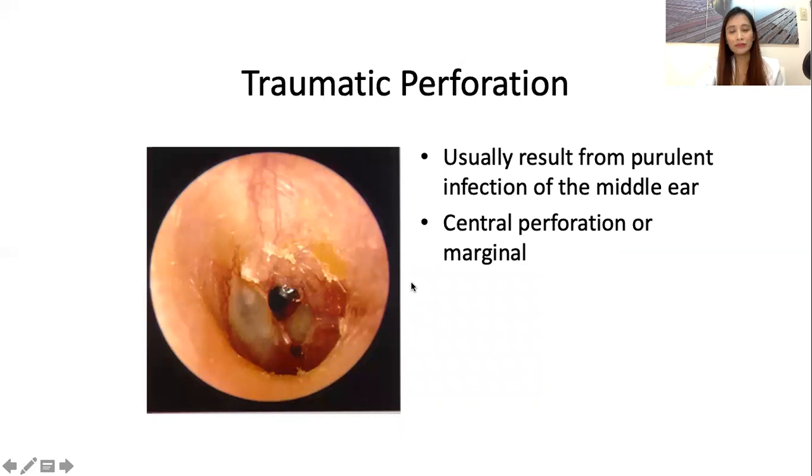Next, this one is traumatic perforation. You can see a hole in your tympanic membrane. Usually, it can result from purulent infection of the middle ear, and the purulent infection can cause holes in your tympanic membrane. You can describe the perforation of your tympanic membrane depending on its location. So this one is a central perforation of your tympanic membrane. So if the perforation is over here, that's your marginal tympanic membrane perforation.